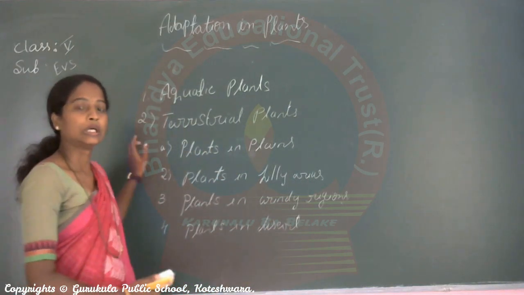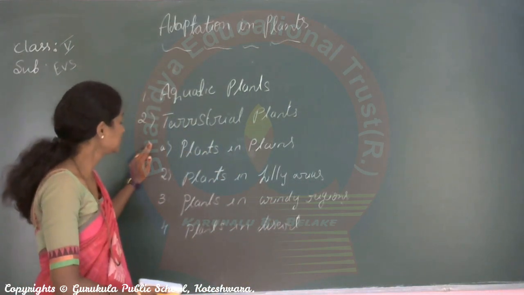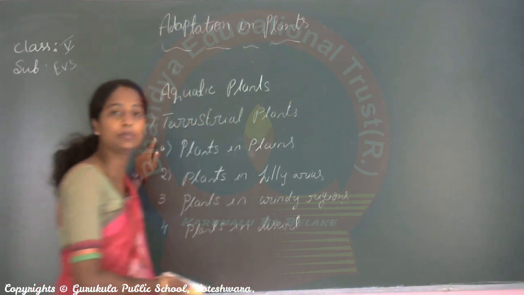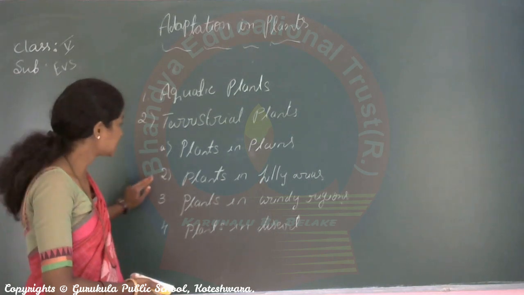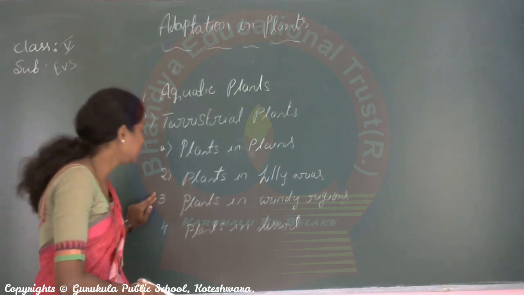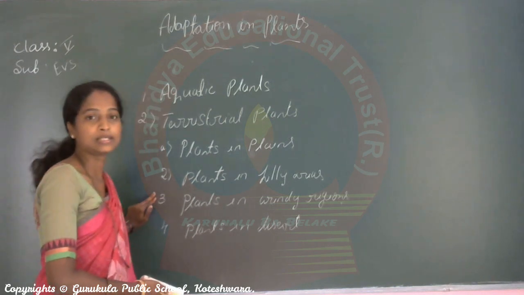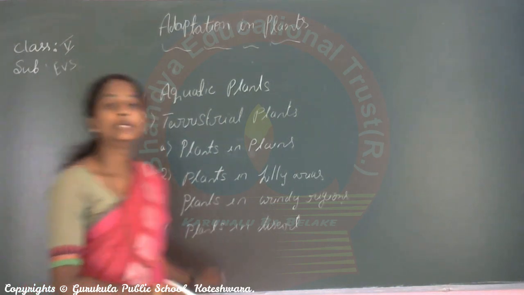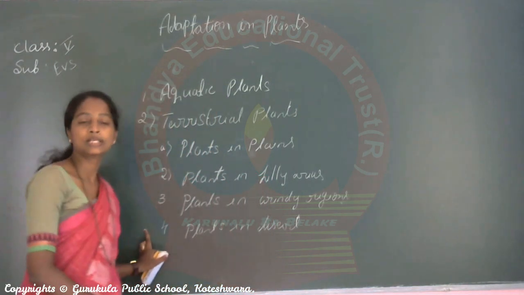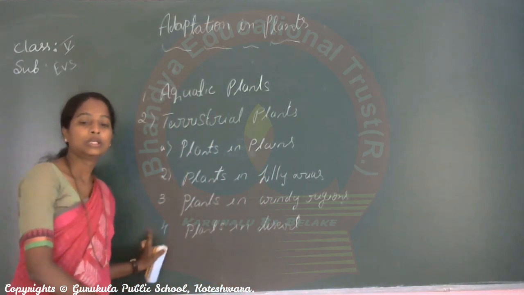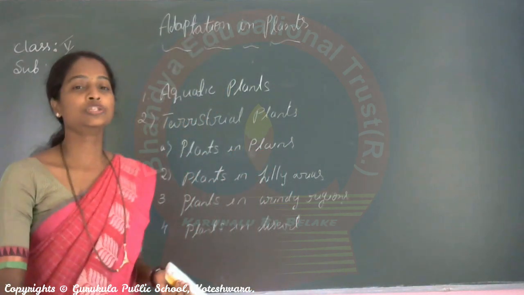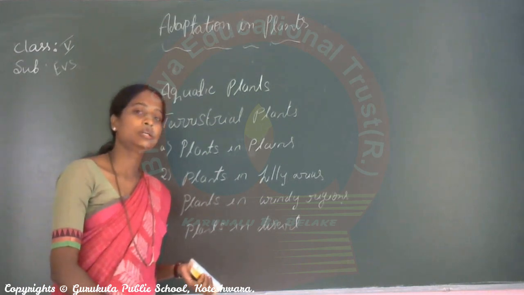So, in the last class we learned these things. What are the plants that grow in plains? What are the plants that grow in hilly areas? Which plants can we find in windy regions and in desert? Today we are going to discuss the plants in marshy regions. Which plants grow in marshy regions?